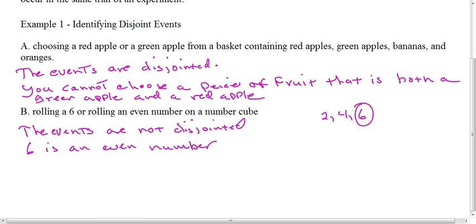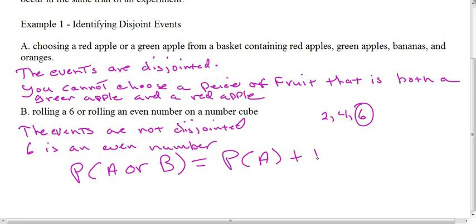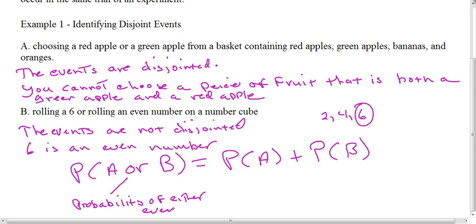So we're looking at the probability of two disjoint events. Here we have the probability of A or B, and that's going to equal the probability of A plus the probability of B. You just want to be careful and understand what we're talking about here. Here we're talking about the probability of either event, and here we're talking about the probability of one event, and here the probability of the other event.